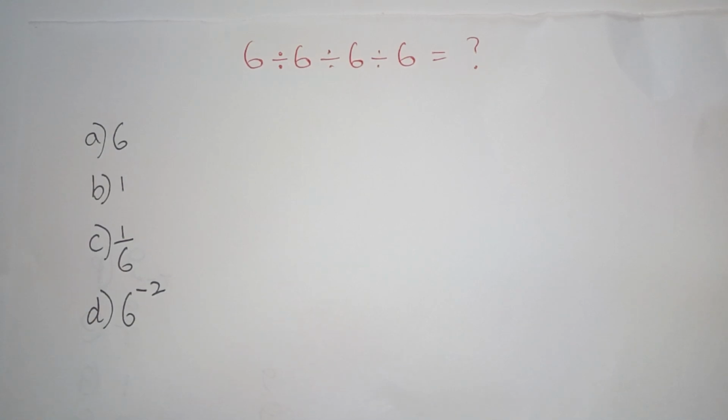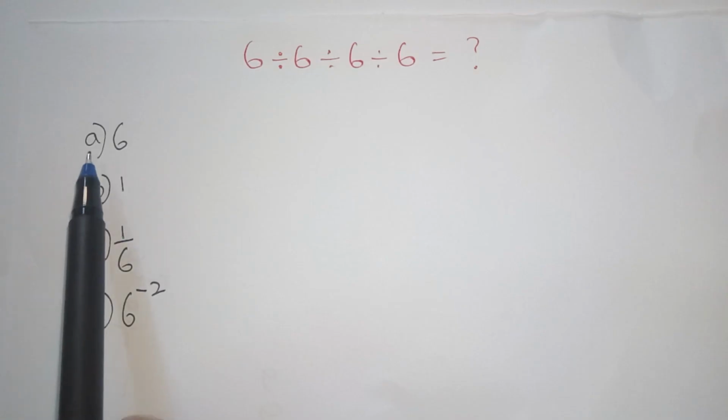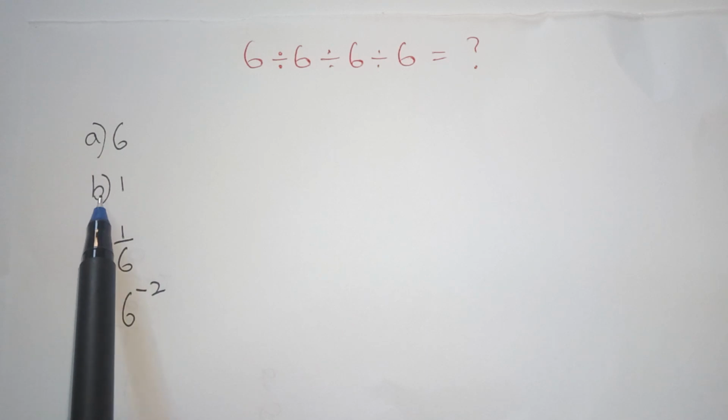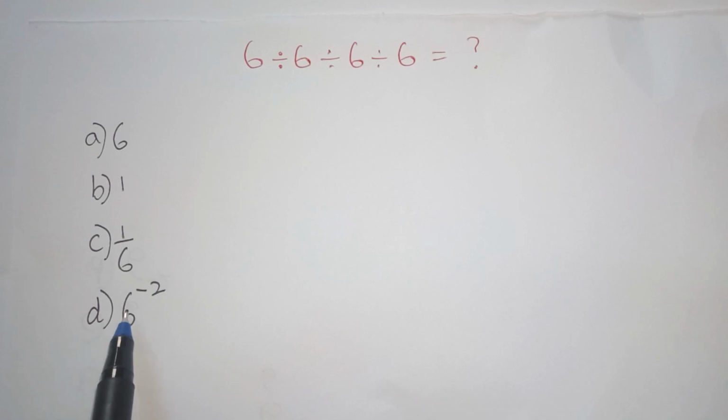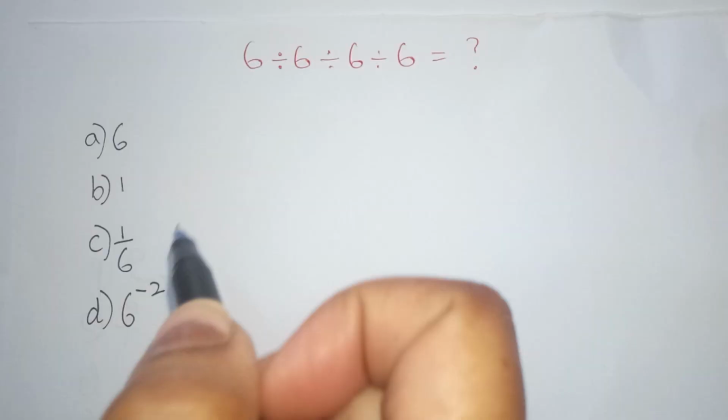Hi everyone, we have 6 divided by 6 divided by 6 divided by 6 equals, what is the answer? So first, we have to move step by step. We've been given answer A, 6, B, 1, C, 1 over 6, and D, 6 to the power of minus 2. So we'll move step by step.